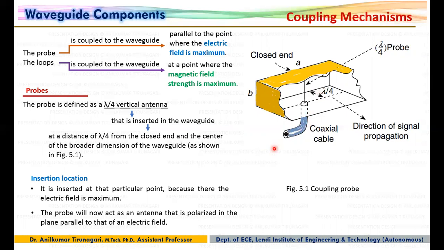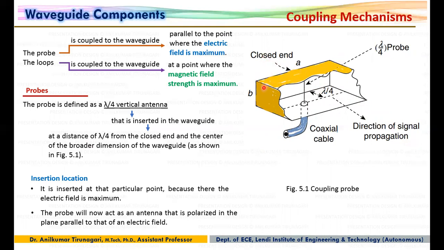This is the coaxial cable through which the signal is going to be excited. And this will excite this probe. Thus, that probe will behave like an antenna and it will radiate the electromagnetic waves, which are launched inside the waveguide. And this is the direction of propagation. Direction of signal propagation will be in this direction, and this is the closed end.